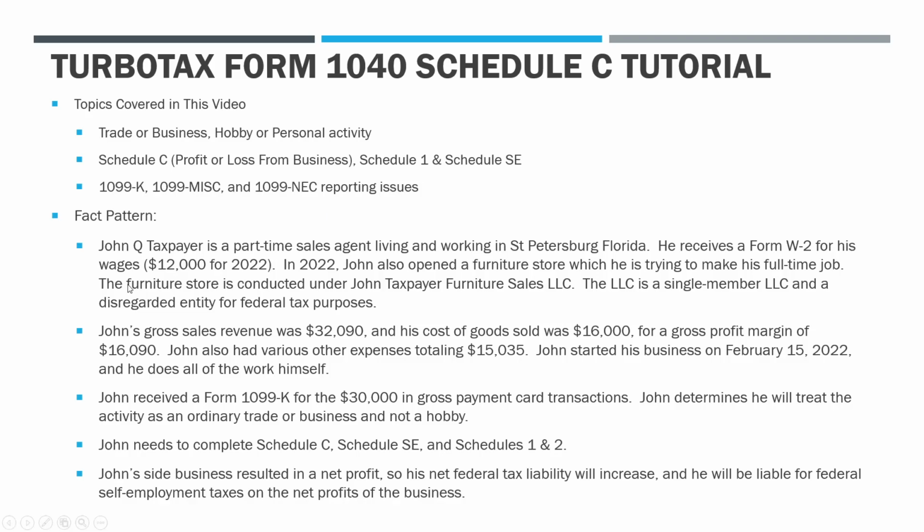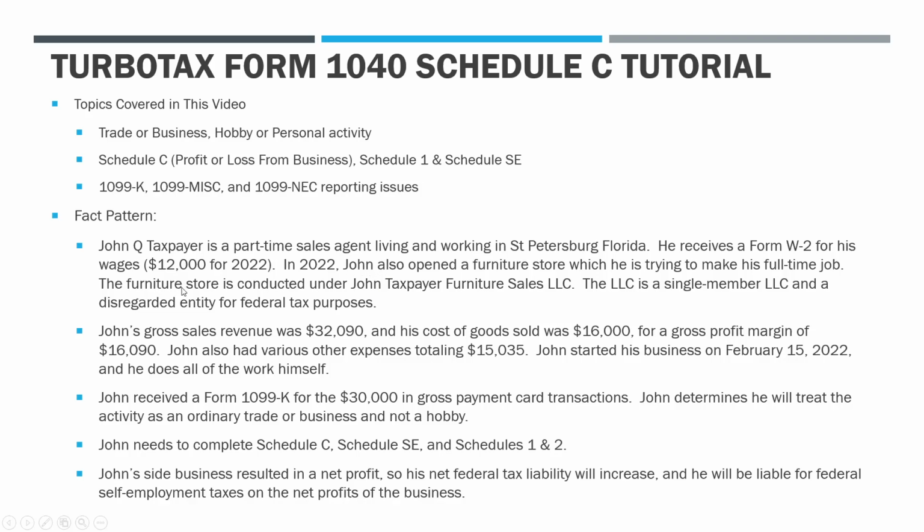So first, the fact pattern, right? John Q. Taxpayer is a part-time sales agent, and he lives and works in Florida. He does get a W-2 from that job. He got $12,000 of income during the year, so he got a W-2 for $12K. And then also during the year, he opened this furniture store. He's trying to make it a full-time job, but right now it's just part-time.